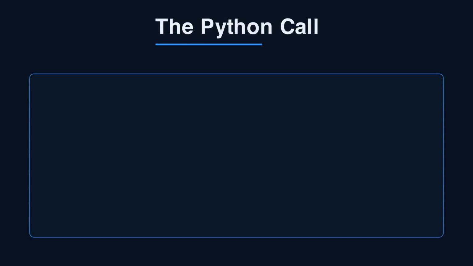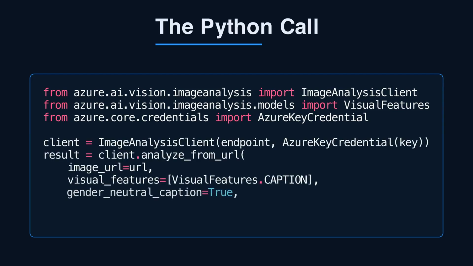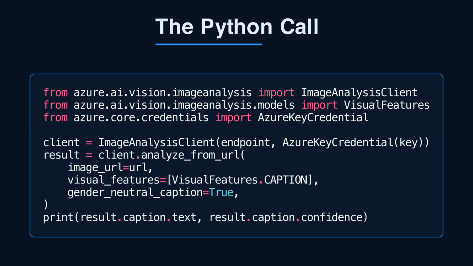The image analysis client keeps this short. Point it at a URL or bytes, request the caption feature. You get back text plus a confidence score. Set gender-neutral captions to true for inclusive output. That one flag matters more than it looks.